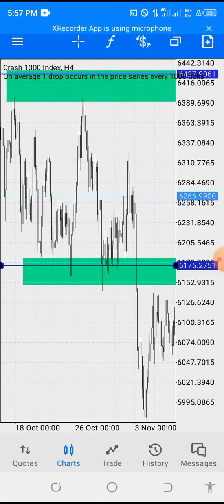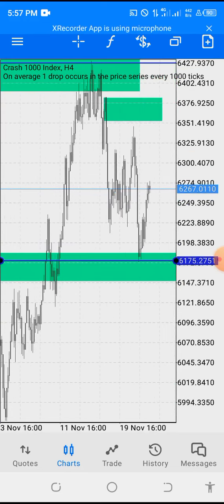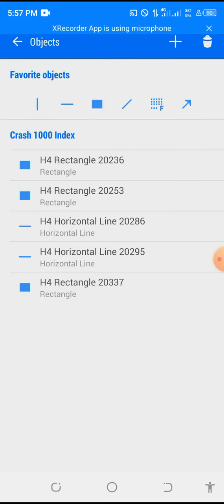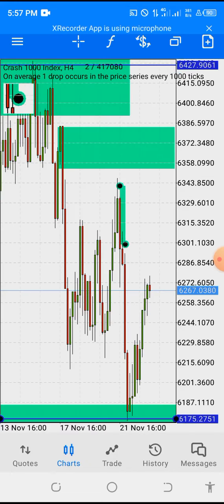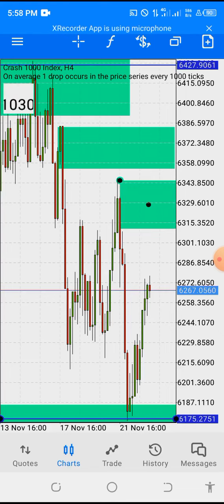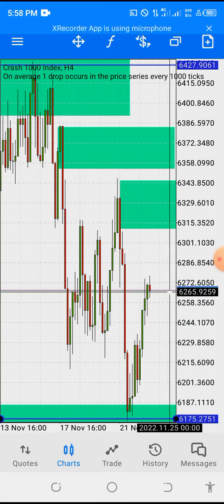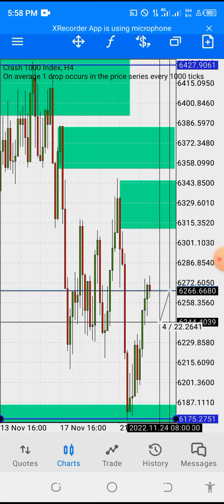Wait for price to get to the next key level. Mark out your key levels. Wait for price to get there, then you can pick your entry. See, we have a kind of, let me call this a supply zone. I will be looking to sell when price gets to this key level. Immediately price gets to this key level, I will wait for a reversal candlestick pattern. When I get that candlestick pattern, I'll place my sell and take my profit at the next key level.